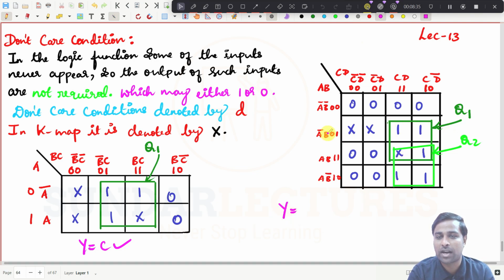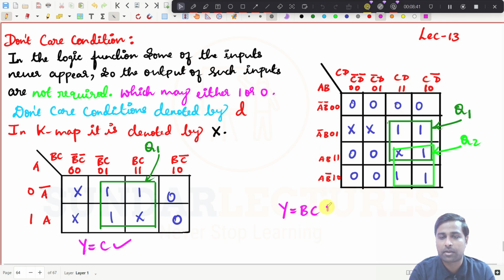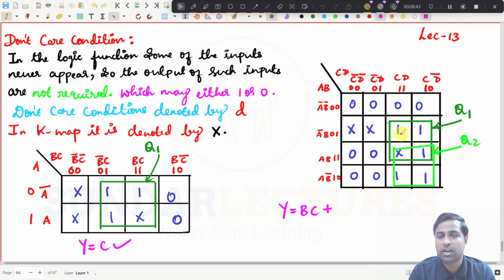See, for the first quad, what is the common term in these two? B is the common term. And what is the common term in these two? C is the common term, plus. And for this quad, I have covered all the ones. Try to understand. That is why I have stopped. I am writing the expression now, right? And for these two, this quad, these two cells, A is the common term. And for these two cells, C is the common term. Try to understand. This is also a correct answer.